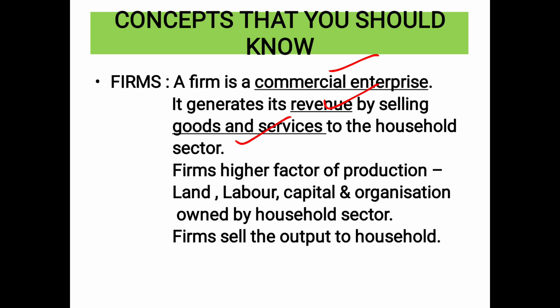So firms hire factors of production like land, labor, capital and organization. These are supposed to be the 4 factors of production. These are owned by the households. So firms will sell the output to households. Land, labor, capital and organization are supplied by the household. What does the firm do in return? The firm returns goods and services.